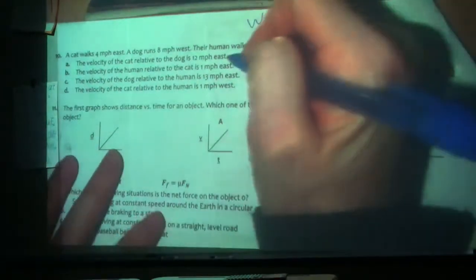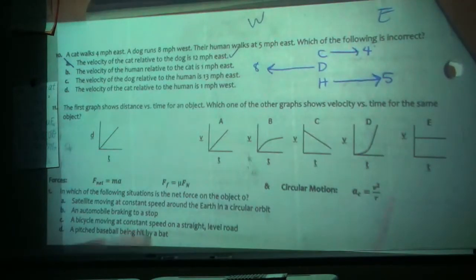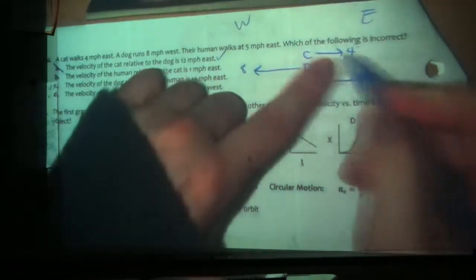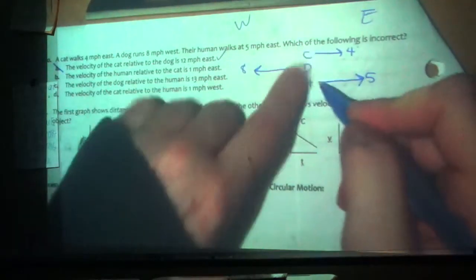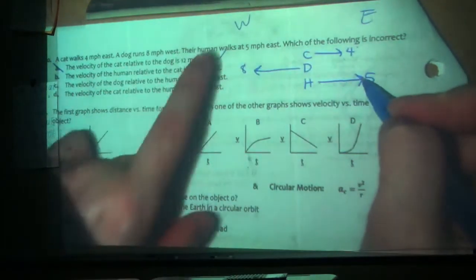The dog is west and the cat is east, so this one was true, so we're going to cross it off. Velocity of the human relative to the cat, well, let's look. Human and the cat, they're both going east. If the human goes 5 east and the cat goes 4 east, then they're 1 apart, which is what it says. And it says that the human is east relative to the cat.